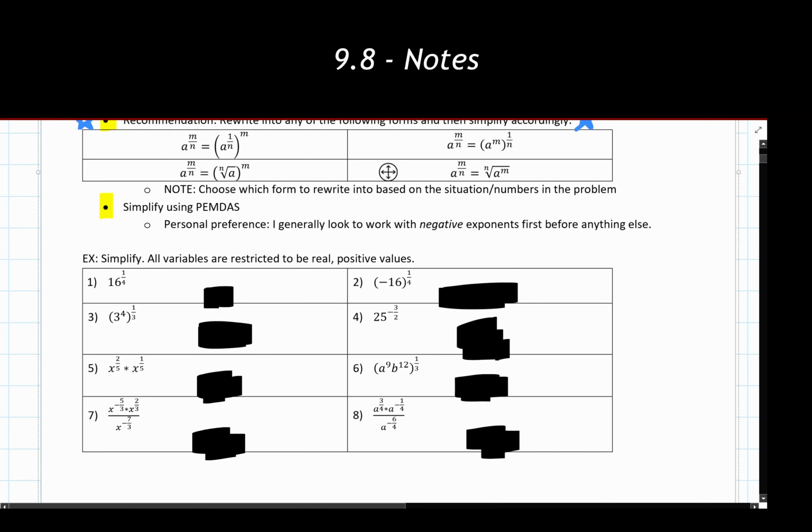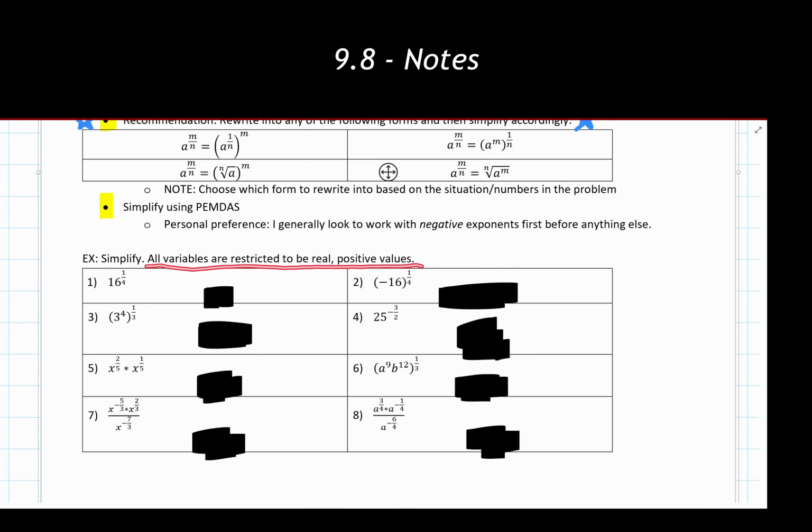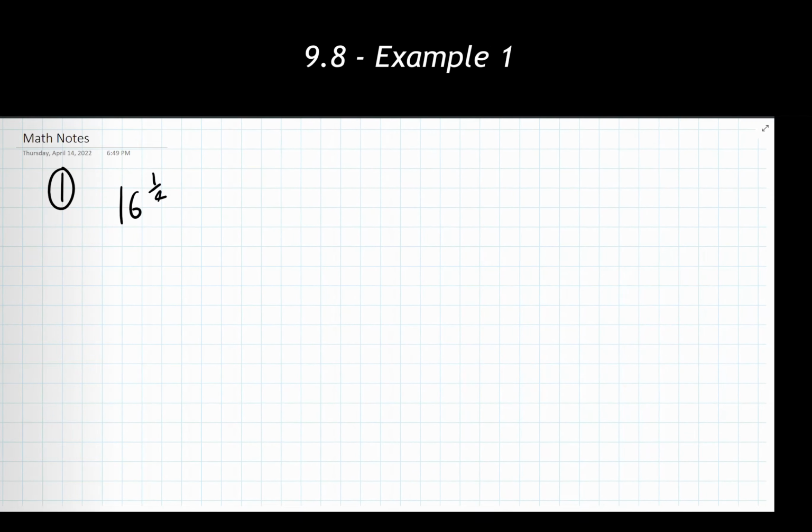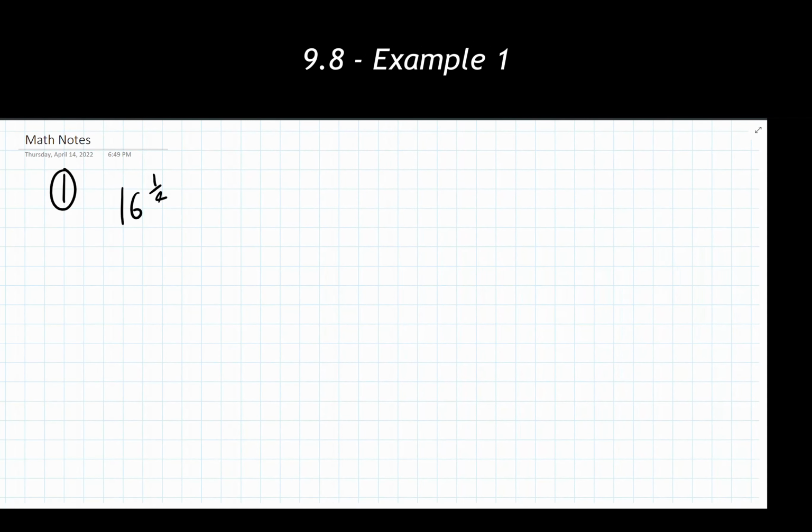So again, it should be noted before we dive into these, all of the values and variables that we have are restricted to be positive real values as we're going through them. Looking at example 1, we are going to remember that our numerator tells us that we are going to raise the base, which is 16, to the first power, and the denominator of that fraction, the exponent, tells us I'm going to take the fourth root of the base as well.